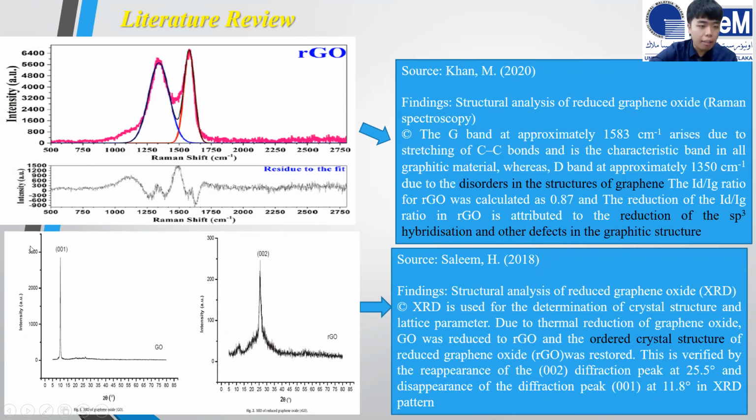As we can see in the first XRD pattern, graphene oxide, the peak is at 001 with 11.8 degree, and it formed the crystal structure. After the thermal reduction, there is also a peak formed in the reduced graphene oxide XRD, which shifts to 002, which is 25.5 degree. It also shows that there is a crystal structure formed after the thermal reduction.